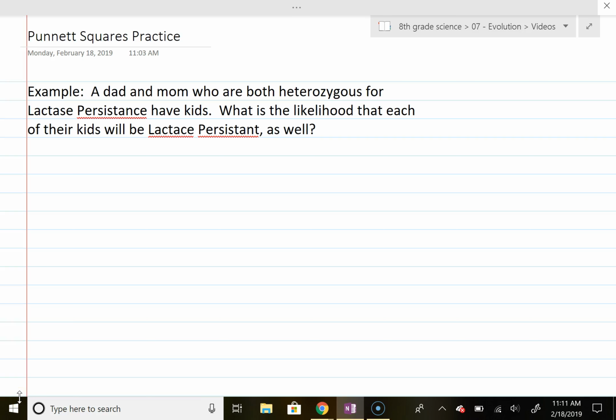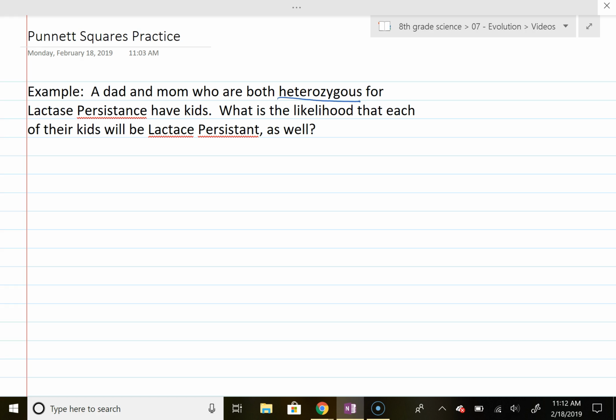Hey folks, let's start by looking at an example of a Punnett Square problem. We often use these to make predictions about the percentages or the fractions of offspring that will have certain traits, and that's what we'll do here. For mom and dad, we're looking at the lactase persistence trait. That's the trait that makes it so that you can digest milk or things that have lactose in them into adulthood. So, first off, it says that mom and dad are both heterozygous for lactase persistence.